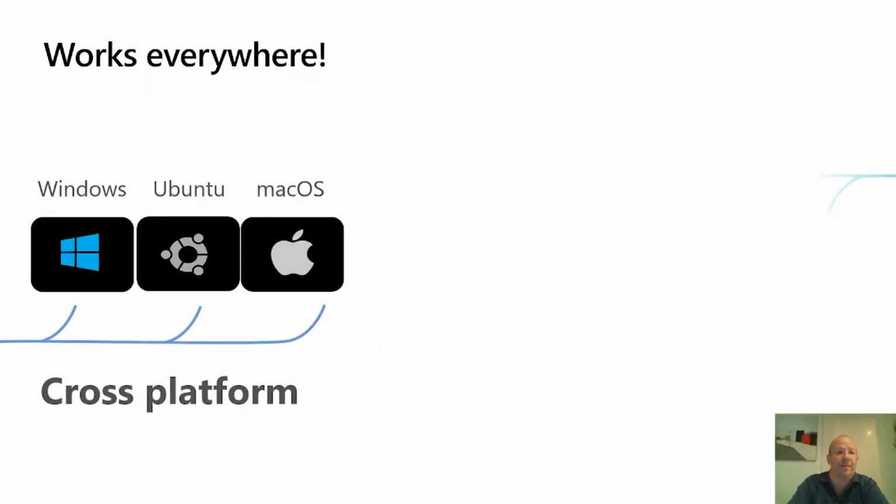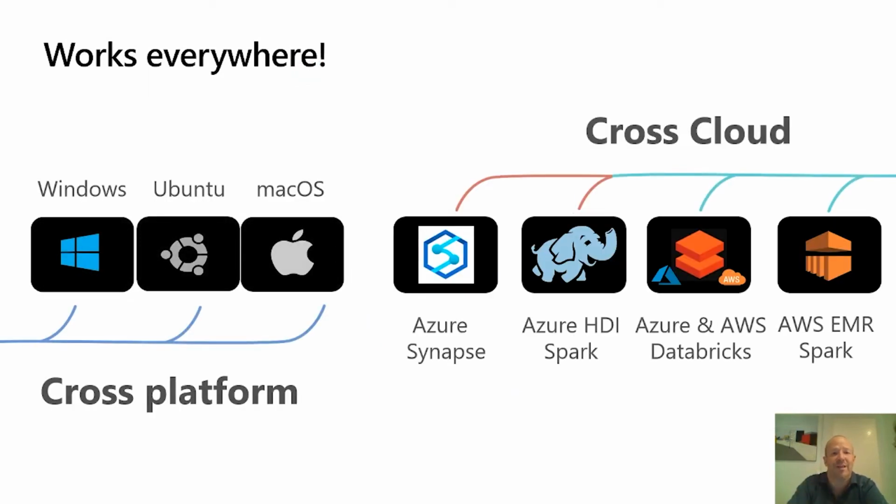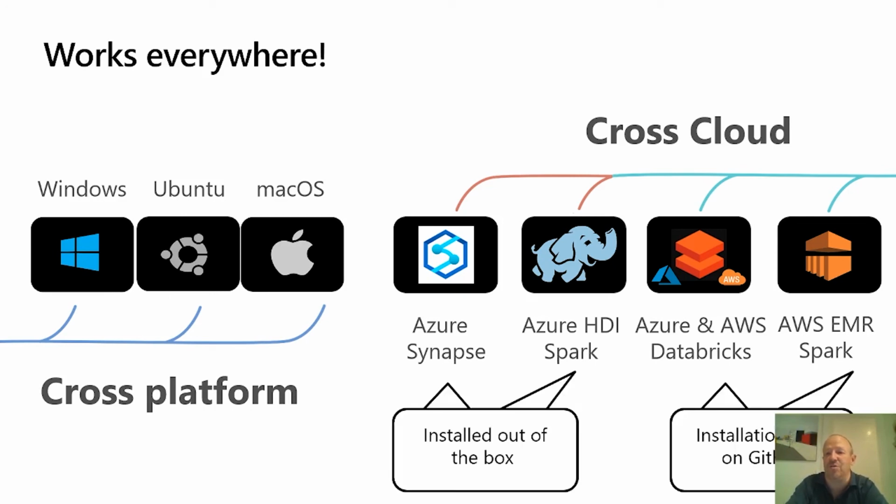So now let's talk a little bit more about where it's available. First, our .NET for Spark library is multi-platform, so you can use it on Windows, Ubuntu, and probably other Linuxes, but we have tested it with Ubuntu and Mac OS, and it's cross-cloud, so you can use it on Azure Synapse, Azure HDI Spark, Azure and AWS Databricks, and AWS EMR Spark. We even have a user there. In the case of Azure Synapse and HDI, we actually have it installed out of the box, so you have a much more integrated experience.